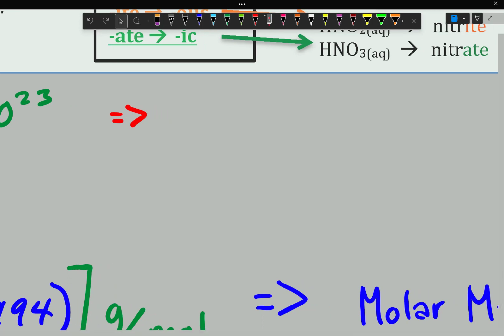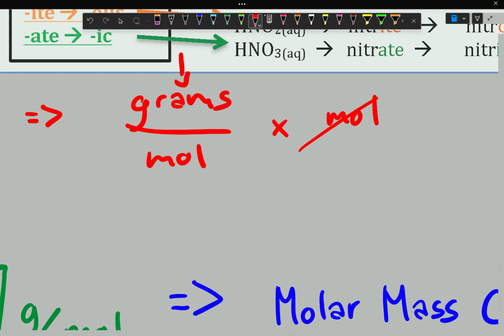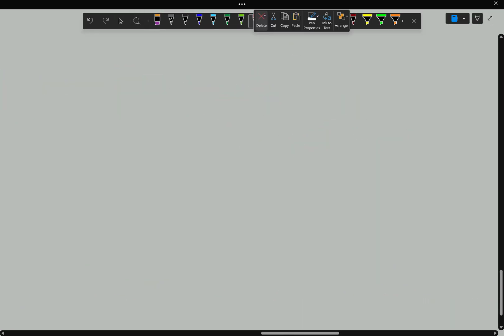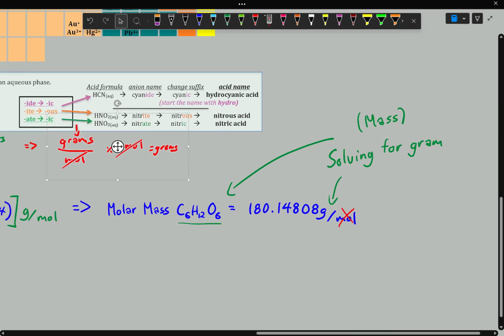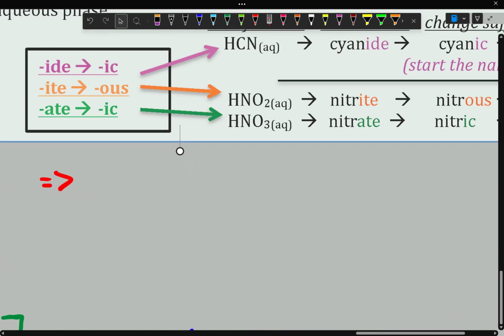The rule of thumb is that whenever you have something like grams per mole, and you want just grams, you need to multiply it by moles, so that the moles cancel and you're left with grams. So we're going to apply that same idea to finding how many moles of carbon we have.